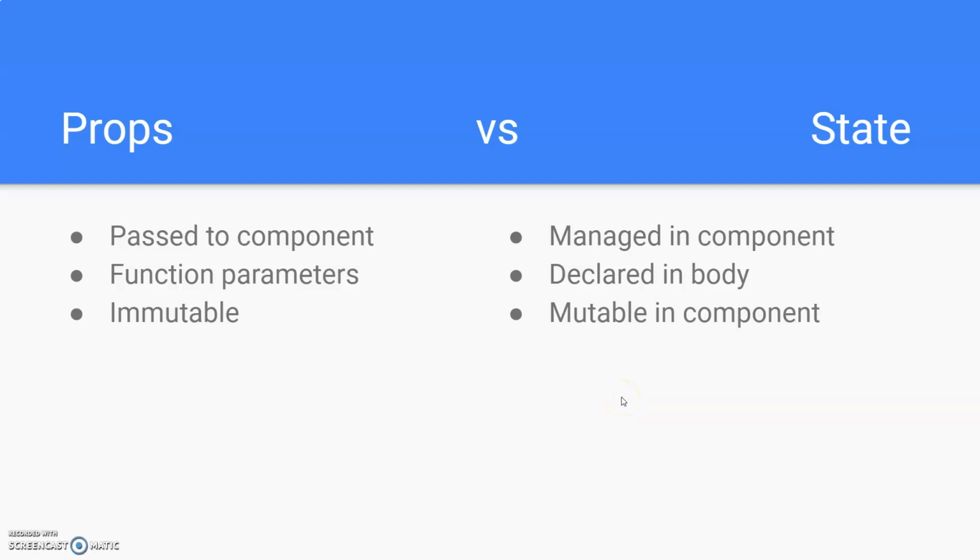Whereas state is managed in the component and declared in the component body, whether it's a functional or class component, and it's mutable in the component, meaning you can change it in the component.